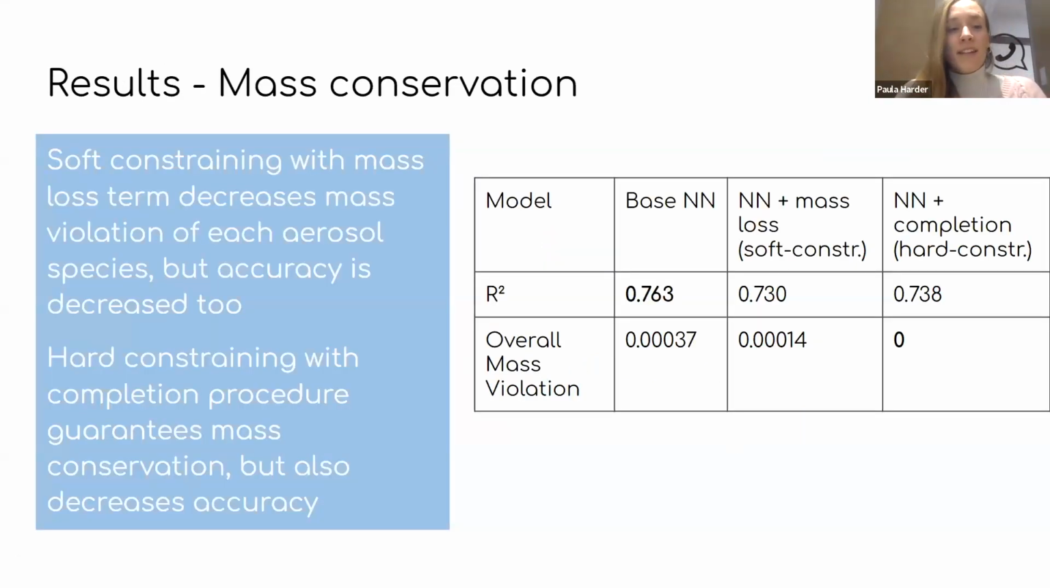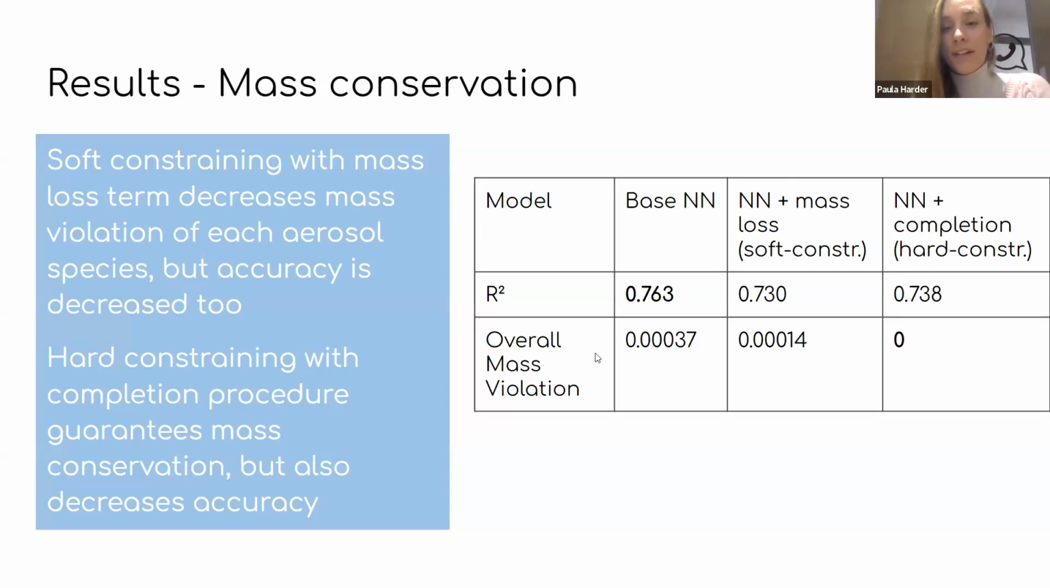Let's look at the results. First, we just focus on the mass conservation. So what we see here, we just have a basic neural network without any constraints. Then we include the soft constraint, and then we include the hard constraint.